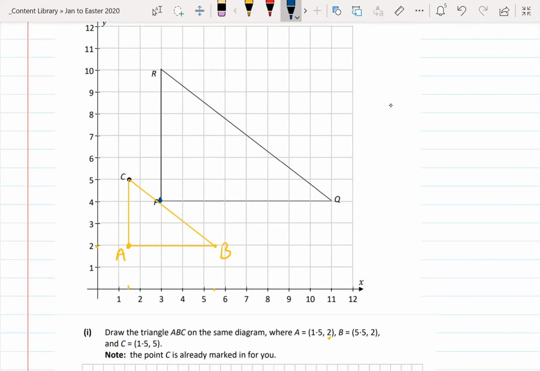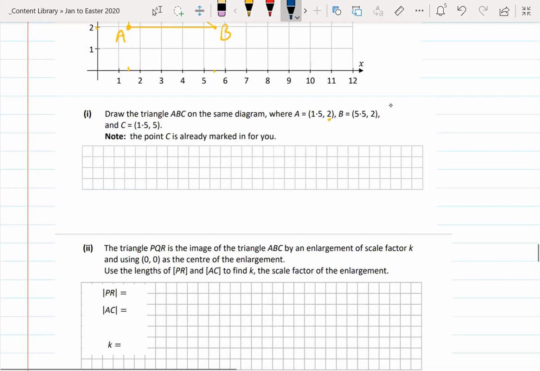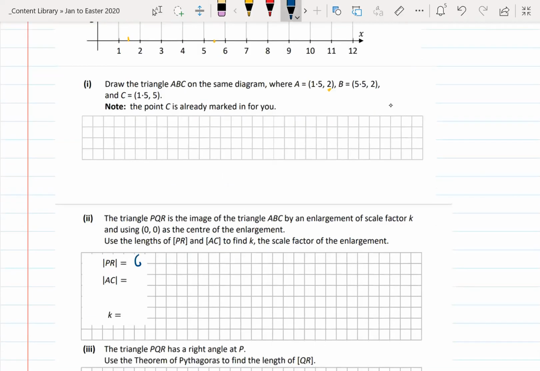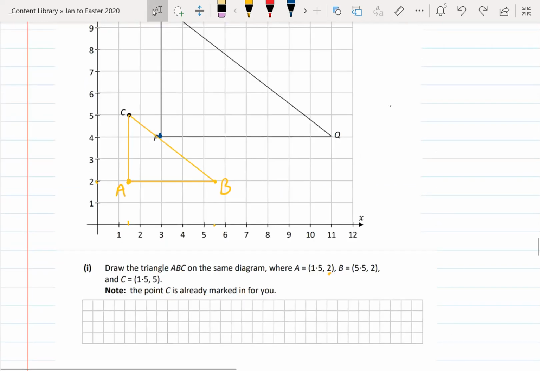So what's this length? Okay, well, it looks like it goes from 4 if we count the boxes actually. So 1, 2, 3, 4, 5, 6. So that's 6 units. Now they want us to get AC, the length of AC. So let's look at that one. So AC, we have 1, 2, 3. Okay, 3 units.